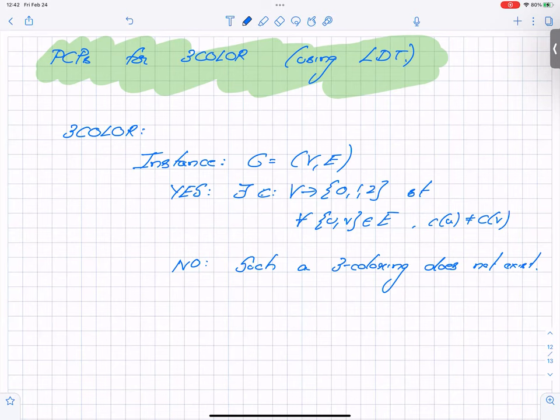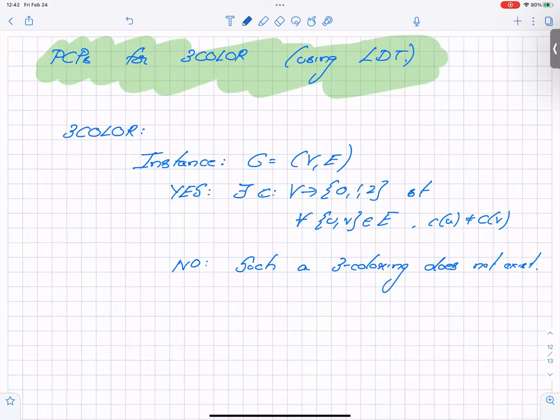There's no way I can not read any edge. What I want to do is give this proof. Instead of giving the coloring, I'll give sort of a PCP of the coloring so that I can look at it at very few locations and still be convinced. In the yes case, I should be convinced with probability 1.